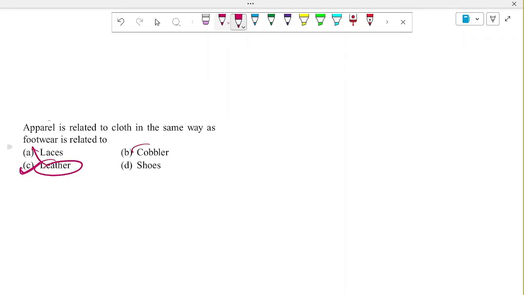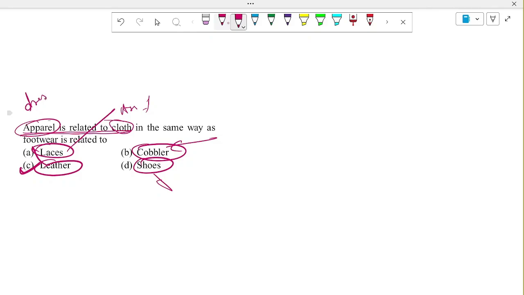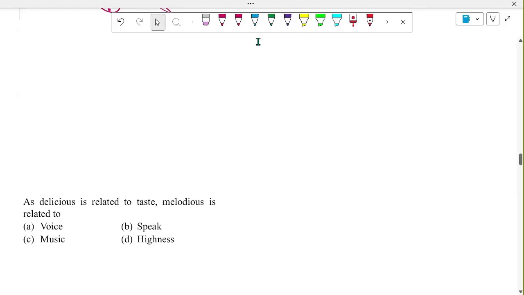Okay, if you see cobbler, cobbler is a person who makes footwear. Shoes is a kind of footwear. Laces are the accessories of footwear. But if you look at the relation between these both, cloth and the apparel, you can consider it as a dress. Dress is made using cloth. So your question should be, footwear is made using what? And the best suited answer here is leather. I hope you understood this question.